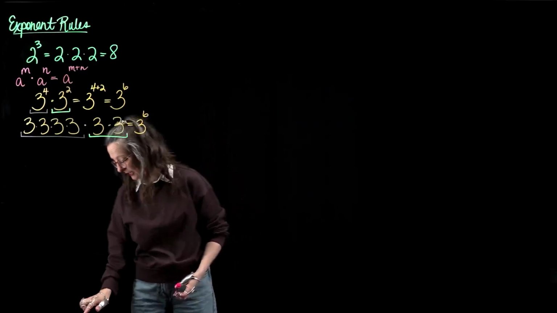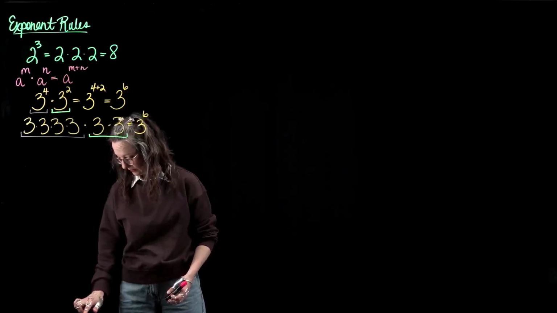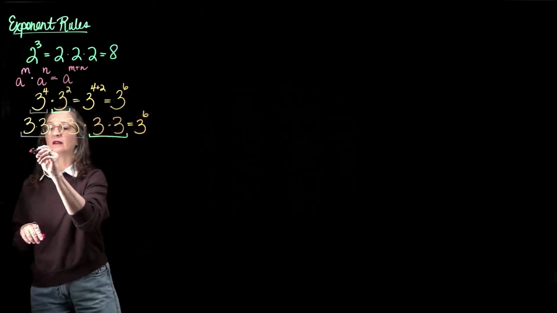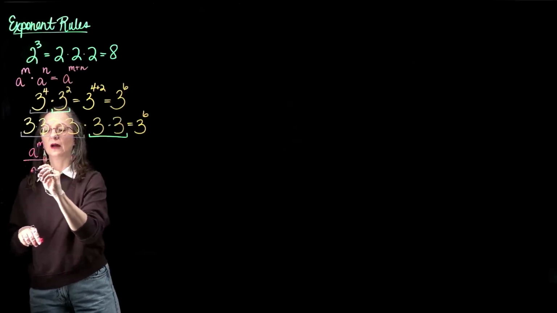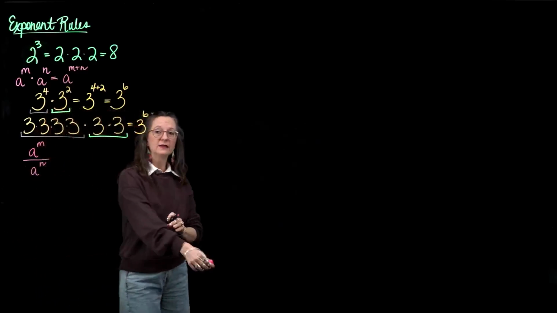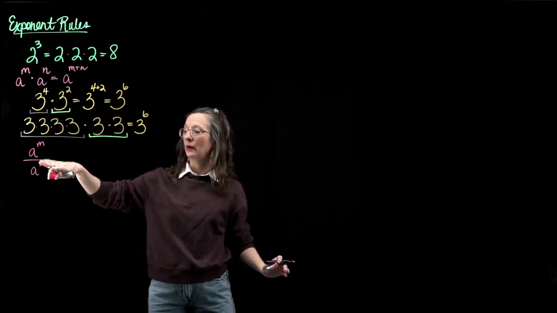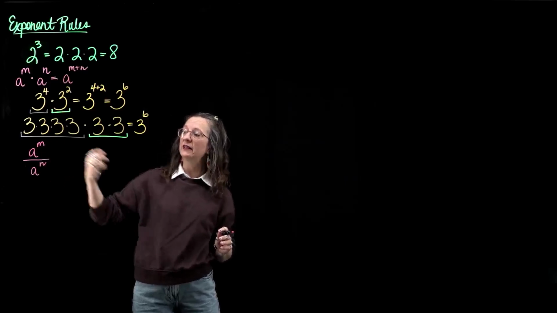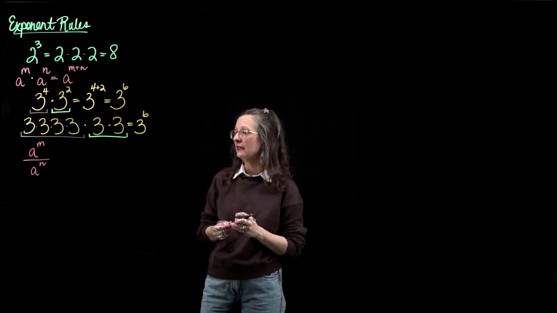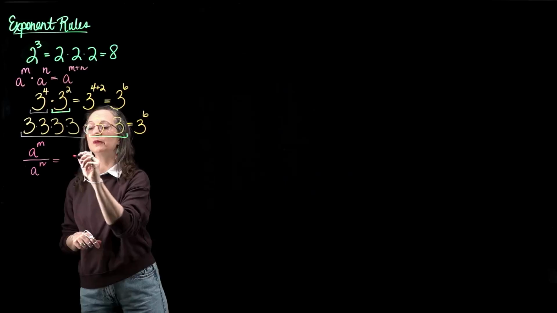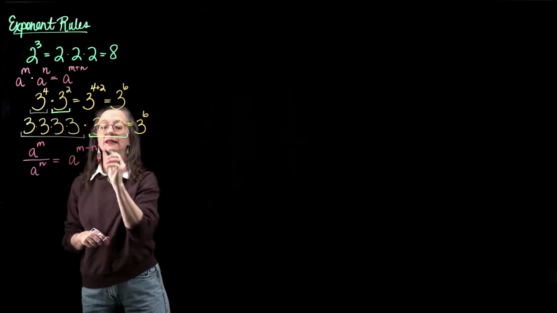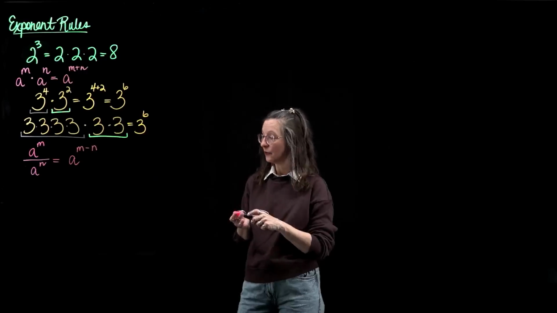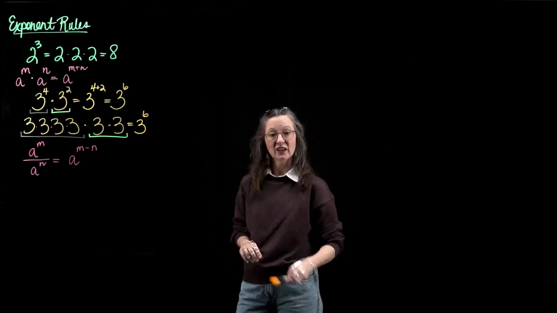All right, let's look at another rule for evaluating exponents. And that's going to be when we divide and we have the same base in both the numerator and the denominator, and they're both raised to a power. So if I have a to the m divided by a to the n, our rule tells us that this would be a to the m minus n power.